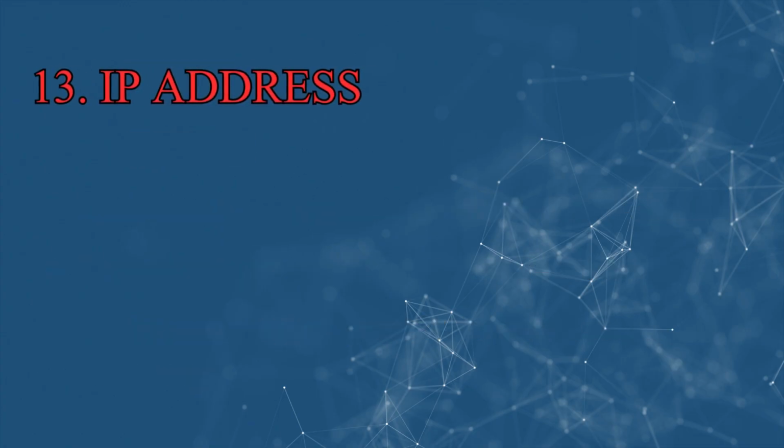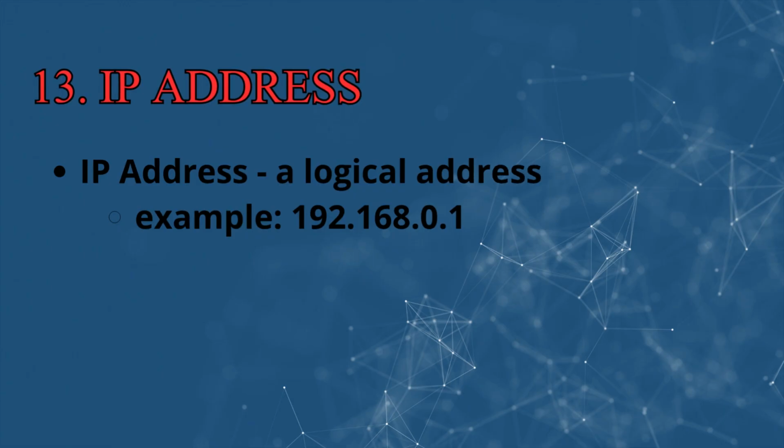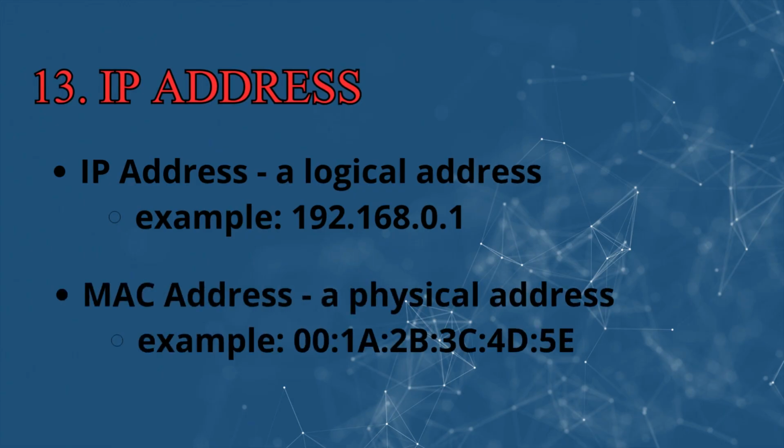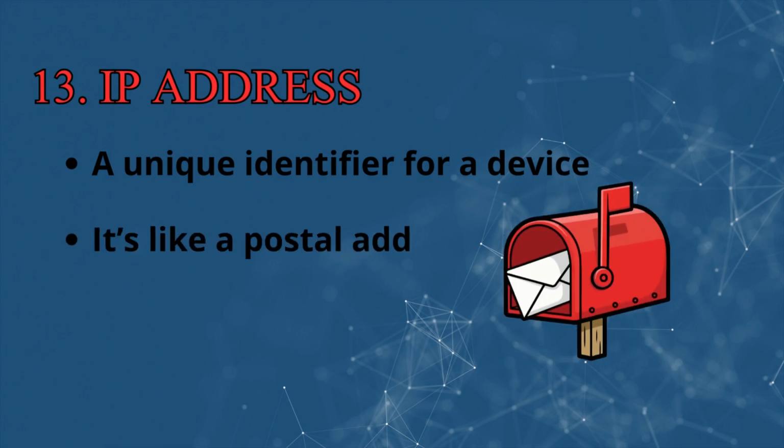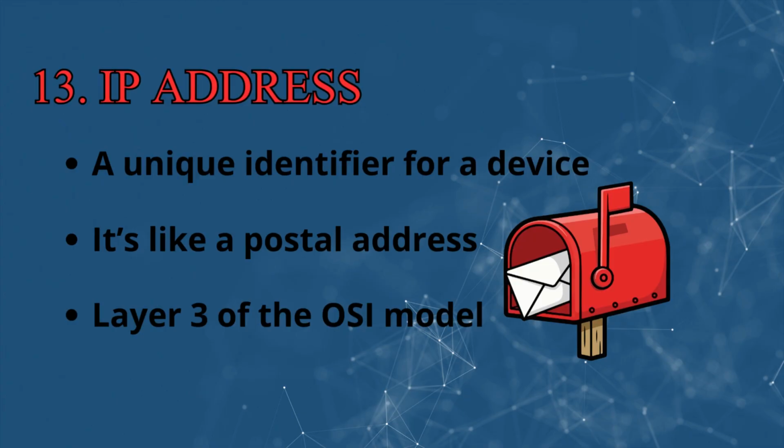Number 13. IP address. There are two types of addresses that each device has assigned: an IP address, which is a logical address of the device, and a MAC address, which is a physical address of the device, but about MAC addresses I will talk later in more detail. So an IP address is a unique identifier for each device in the network. It's like the postal address of a device, and it allows devices to communicate and know where to send data packets. Remember, on layer 3 of OSI model, the unit of data that we work with is called a packet. IP addresses are used on layer 3 of the OSI model, which is called a network layer. So we need an IP address for routing packets.